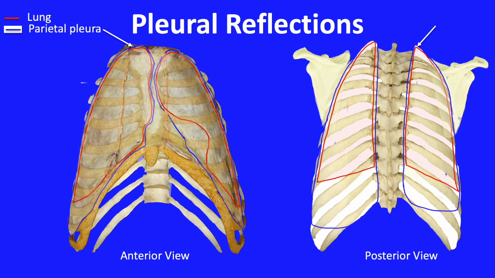Anteriorly, on the right side, the costal pleura approaches the midline posterior to the upper portion of the sternum. On the left side of the body, posterior to the lower sternum, the parietal pleura deviates to the side to accommodate the bulge of the heart.